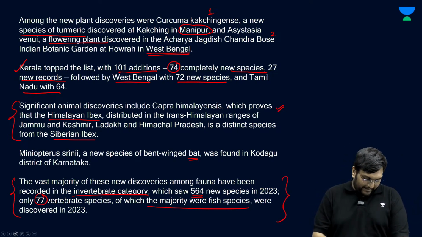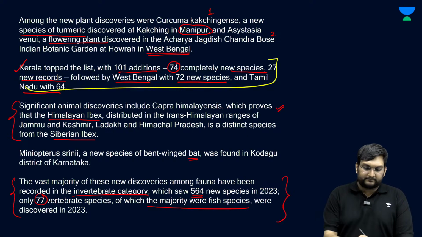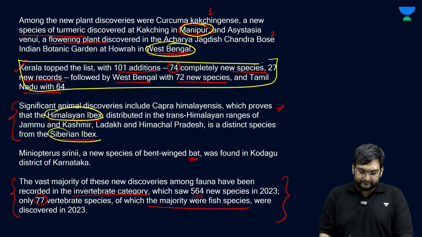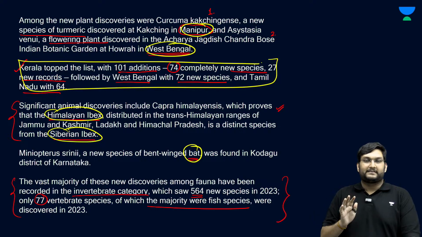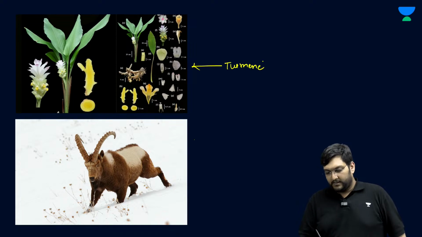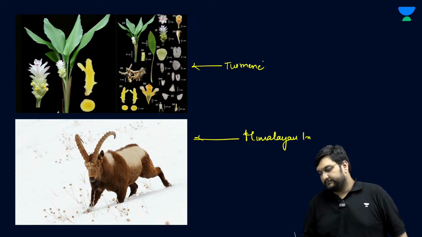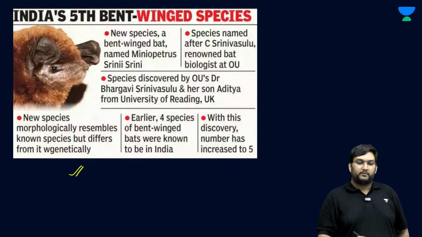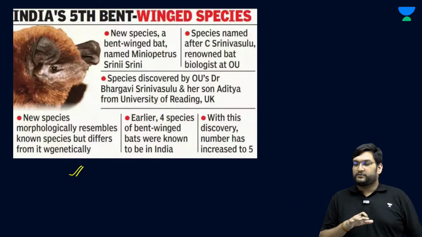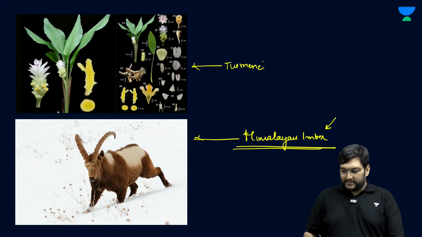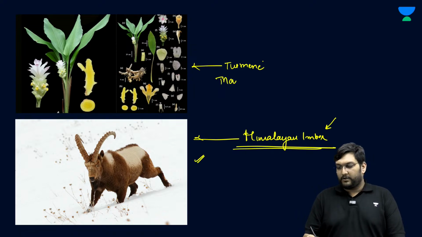What you should learn, I'm marking in yellow. This, and this. That's it. Now you see, this is the turmeric, this is the Himalayan ibex, which has now been argued as a different species itself, and this is the bat which was in the news. So I've given you the infographics. You will get this PPT in the Telegram channel. Do note these. This is coming from Karnataka. The Himalayan ibex is generally important. This turmeric comes from Manipur.